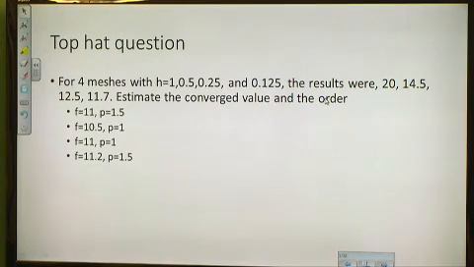So now just for fun, I put in something that we have 4 meshes with h ranging from 1 to 1/8, and the results are 20, 14.5, 12.5, and 11.7, and I'm asking you to guess what is the order, and when h goes to 0, what will you get?